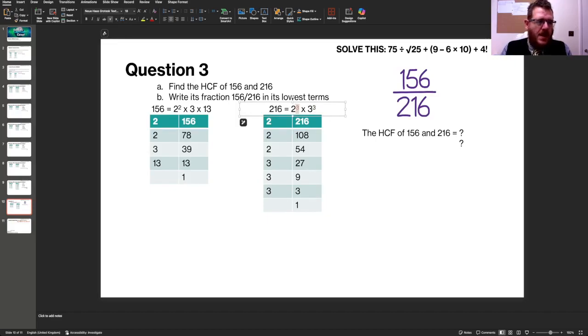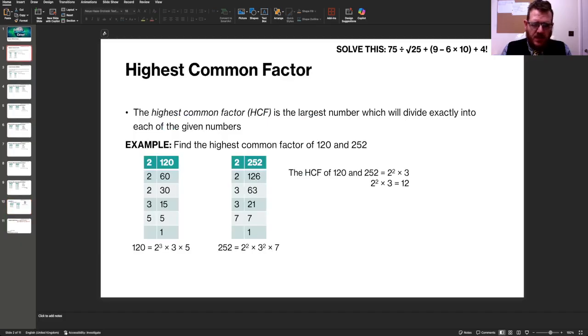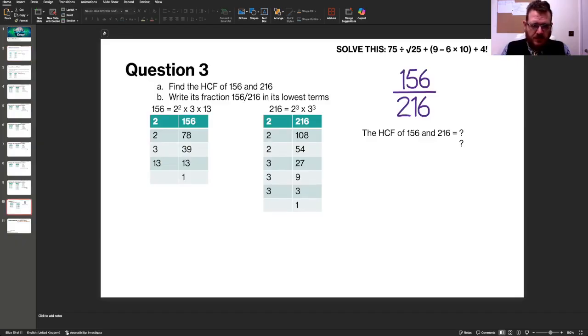And then we work out the similarities between them, because it's the largest number which will divide exactly into each of the given numbers, which in this case would be 2 squared times 3, because this is what they have in common. And that gives you the answer of 12.